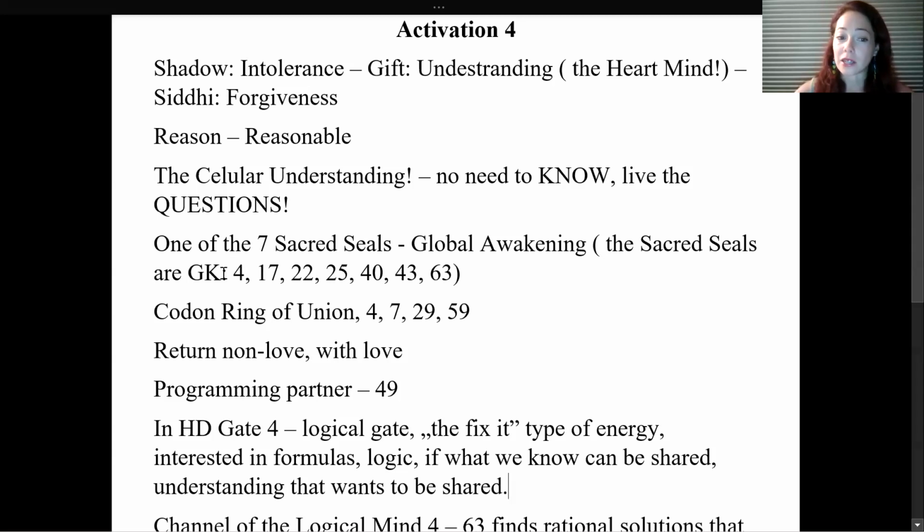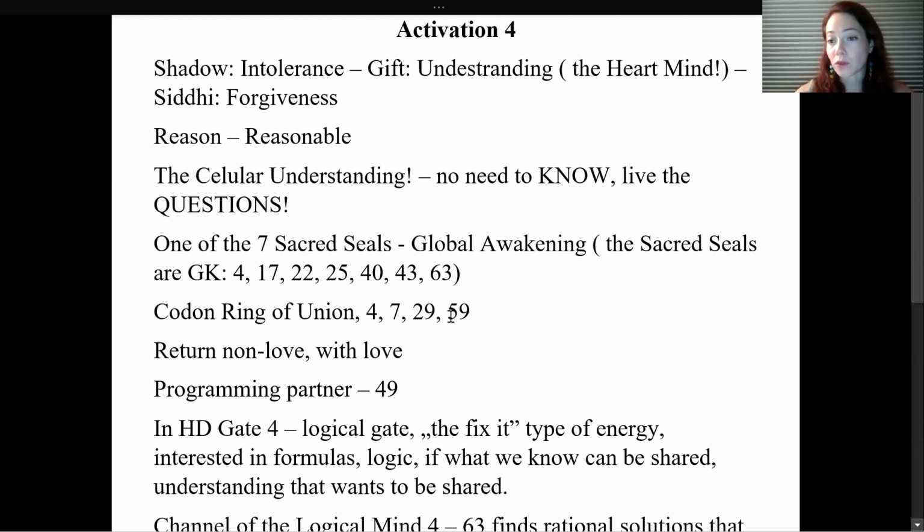So the seals are 4, 17, 22, 25, 40, 53, and 63. If you find them in your chart, let me know. Going back to 4, it's in the ring of union. We talked about it a bit before in the video about GenKey number 7. So it's in the ring of union together with 7, 29, and 59.